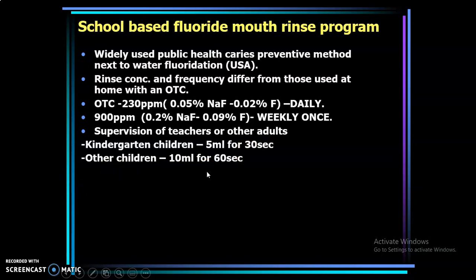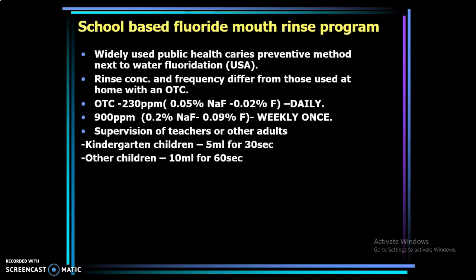The concentration of fluoride in 230 ppm is 0.05% sodium fluoride, which is equivalent to 0.02% fluoride. Similarly, 900 ppm is 0.2% sodium fluoride, which is equivalent to 0.09% fluoride. So this is another mouth rinse program. After mouth rinsing, the children are asked to drink it so that it is both topical as well as systemic. So these are the methods of systemic fluoride delivery.